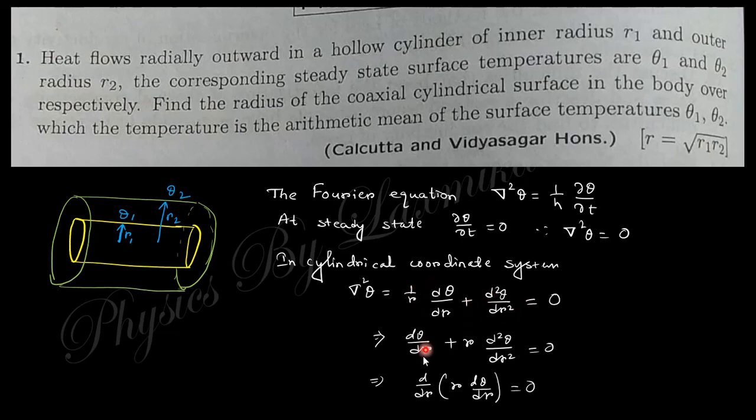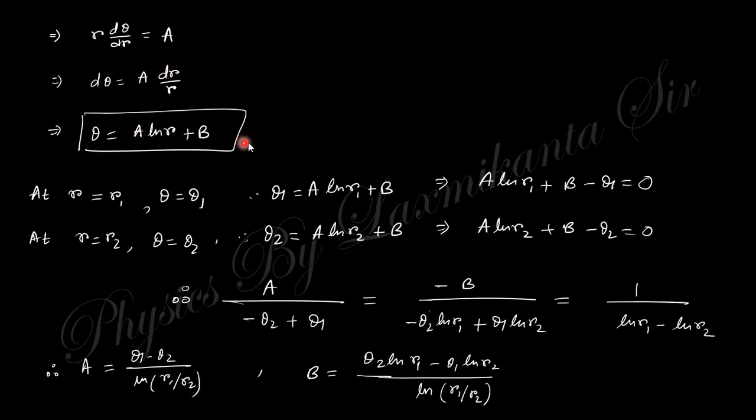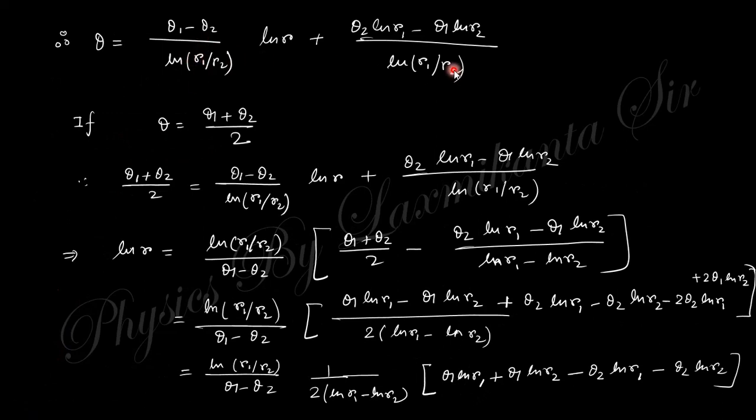We can rearrange this like that, and finally, just integrating, you will get this equation. Using the boundary conditions that at r equals r1 the temperature is theta 1 and at r equals r2 the temperature is theta 2, putting these values in this expression, you will get these two equations. After solving these two equations, you will get the values of the constants a and b. After putting these values of a and b, the equation will be like that.